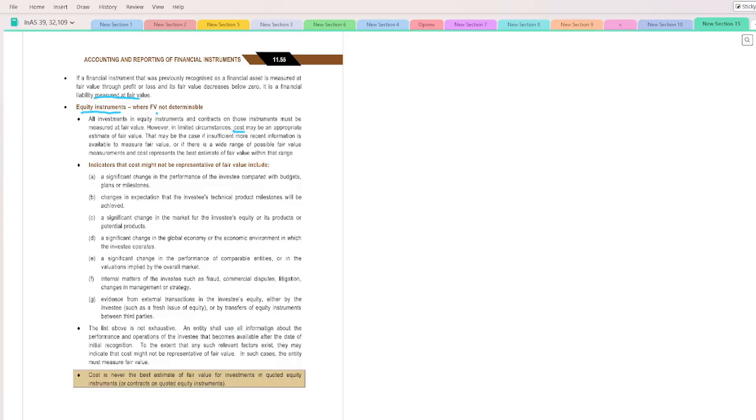An entity shall use all the information about the performance and the operations of the investee that becomes available after the date of the initial recognition. To the extent that any such relevant factors exist, this might indicate that the cost might not be representative of the fair value. In such case, the entity must measure the fair value. So cost is never the best estimate of the fair value for an investment in quoted investment securities. If it is quoted, then you will be taking the quoted price. So that will be the fair value.